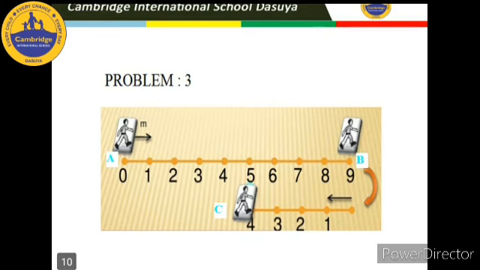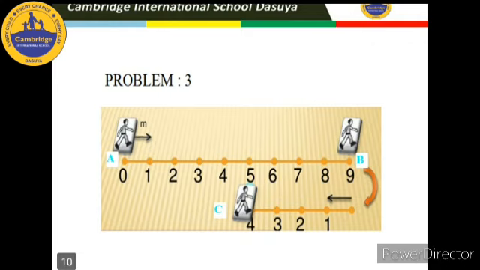Next, suppose the man reaches from A to B and then from B to C. We have to find out the distance from A to C. Therefore, we have to find out the distance from A to B and then from B to C. That is 9 steps plus 4 steps more. That is 9 plus 4, 13 meters.